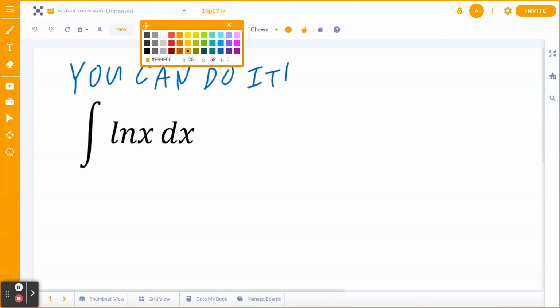Hi everyone, let's take a look at the following integration. Find the antiderivative or the integration of ln x with respect to x.